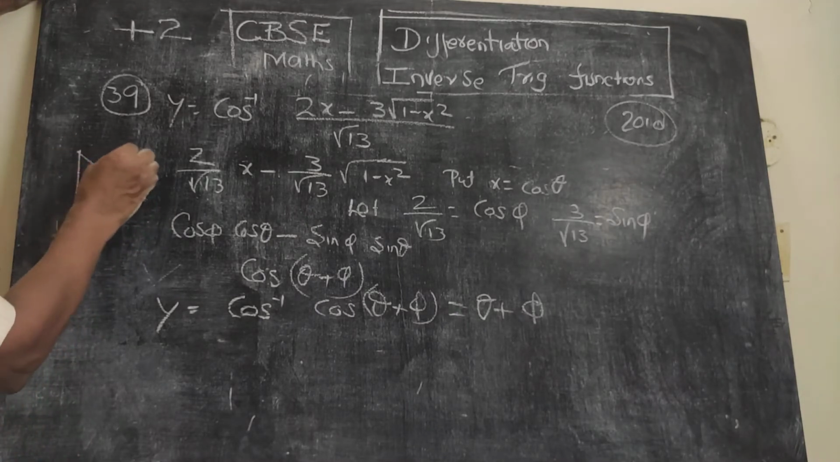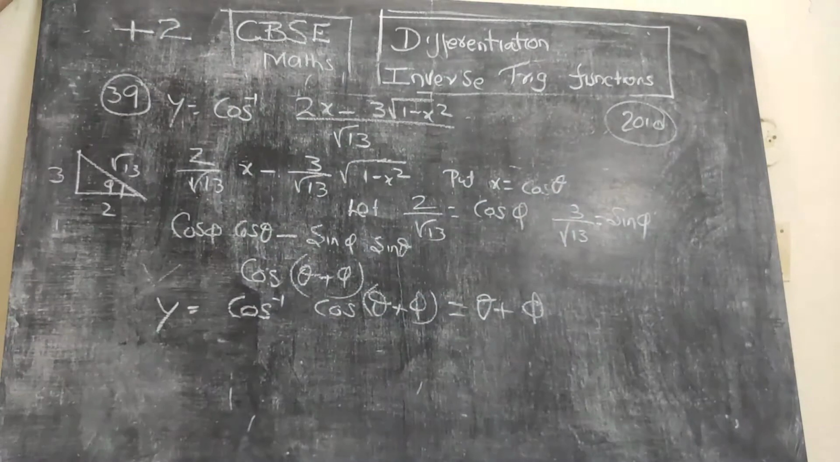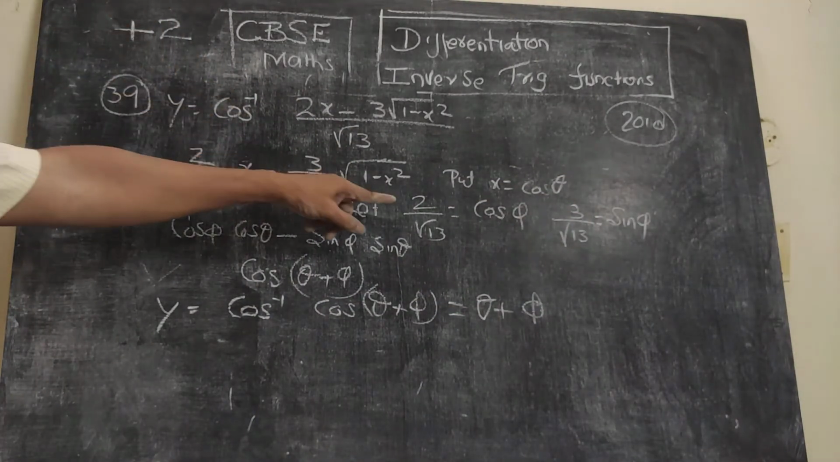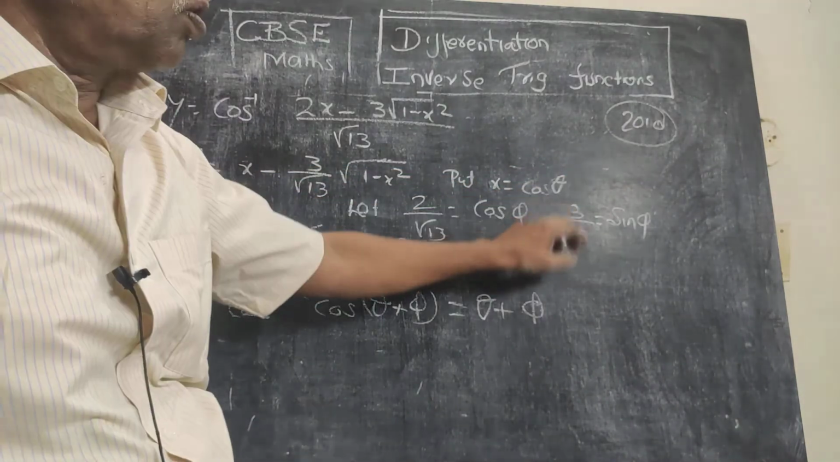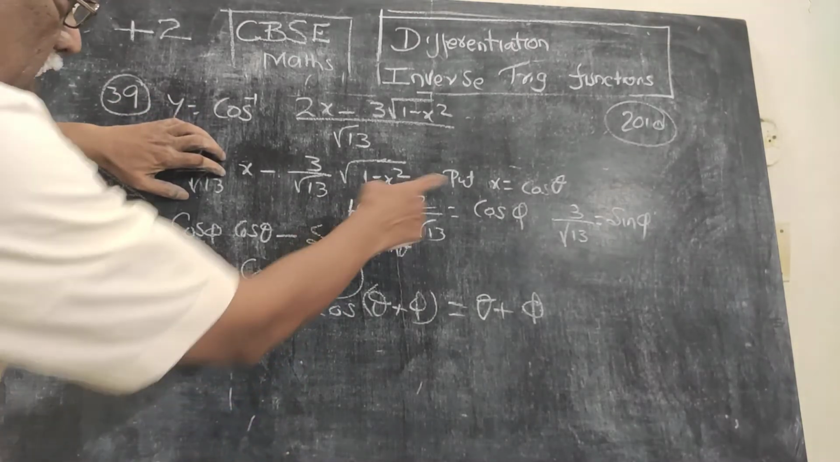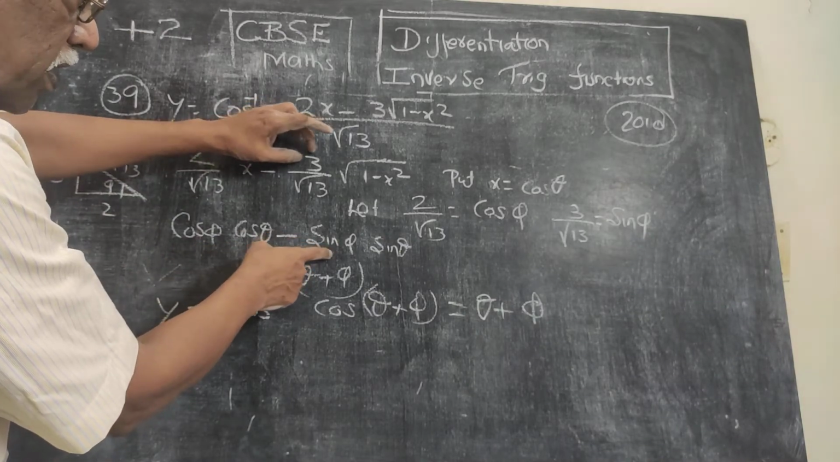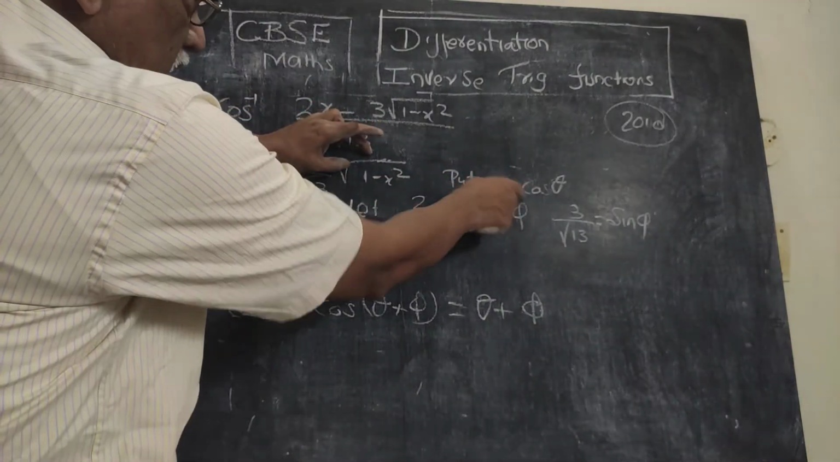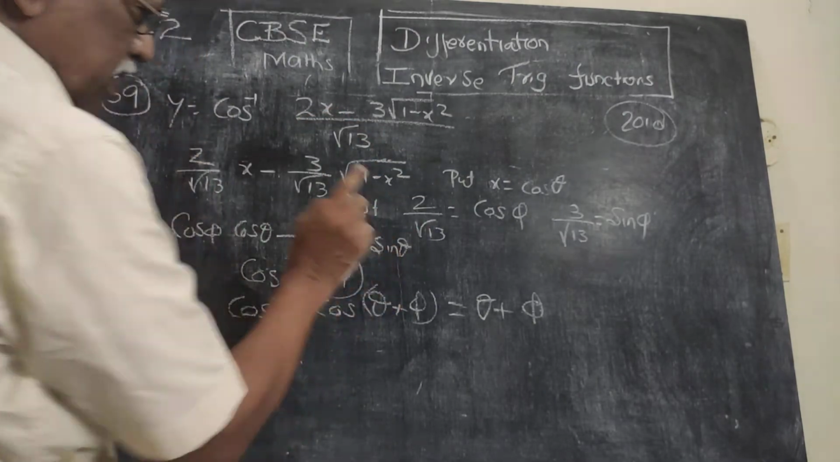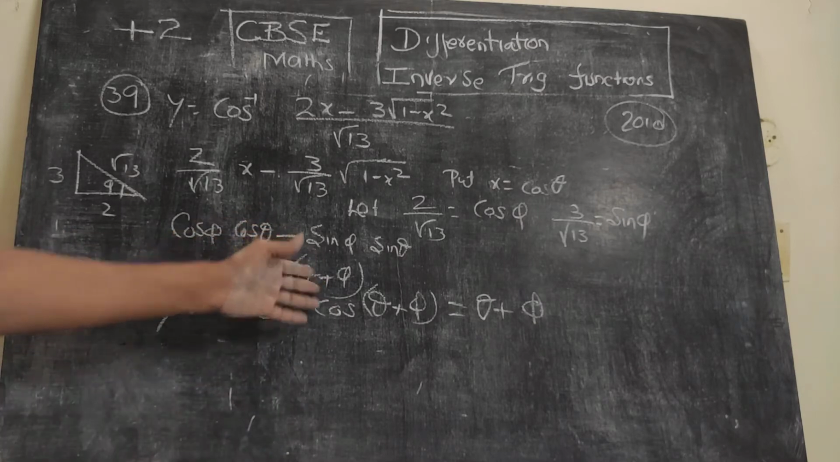So this is 2 and this is root 13, so 13 minus 4 is 9, so this will be 3. So 3 by root 13 will be sin phi. If we assume 2 by root 13 as cos phi, 3 by root 13 will become sin phi. The result is that instead of 2 by root 13 I am writing cos phi, x I am writing as cos theta, 3 by root 13 as sin phi, and 1 minus cos square theta is sin square theta, square root of that is sin theta. Cos A cos B minus sin A sin B is cos of A plus B, so I am putting that.